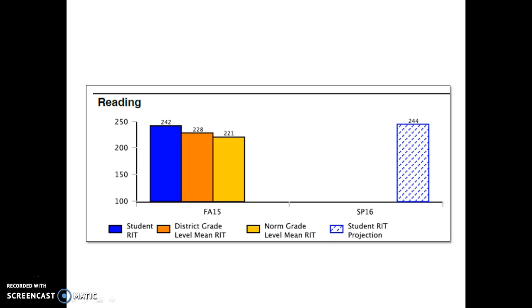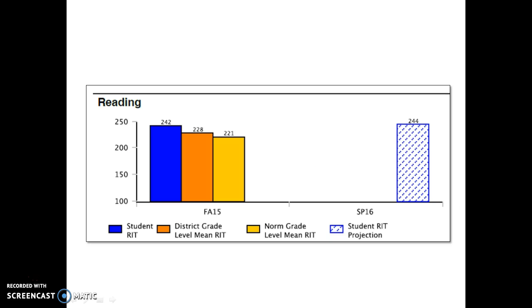Students in grades 9 and 10 will also have a student RIT projection. This is the goal RIT score that you should shoot for when taking the test again in the spring. Students in 11th and 12th grade will not have a student RIT projection, but that does not mean that you will not be expected to take the test in the spring.